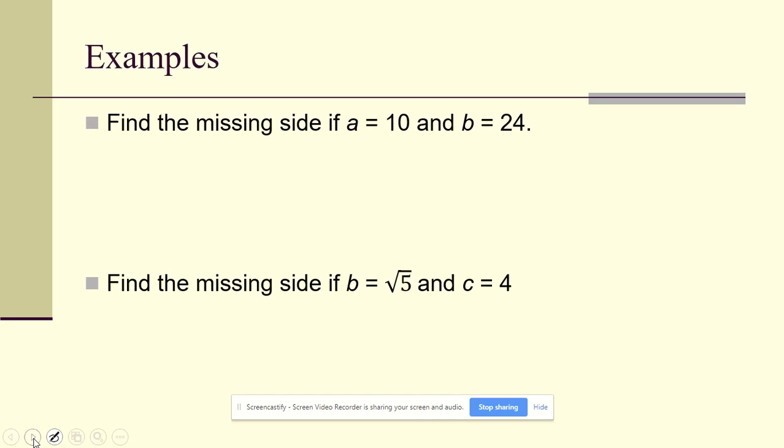Here's some examples for you to try. Pause the video at this point to give yourself a chance to try them on your own.